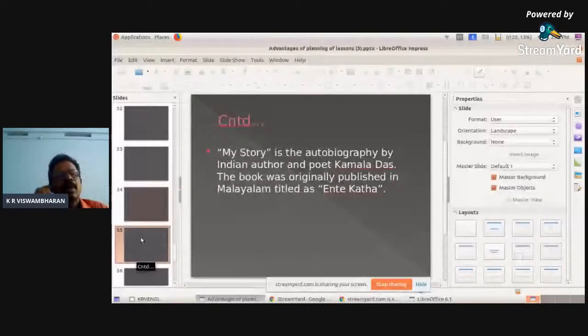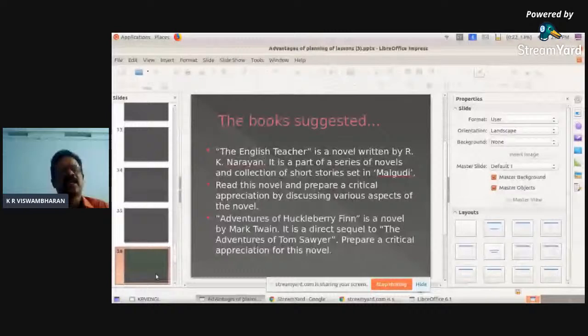My Story, by the famous poet Kamala Das, is the autobiography of an Indian author. The book was originally published in Malayalam, titled Ende Katha. This is an autobiography. It is included in your curriculum, and that is why I presented it as part of this suggested poem and autobiography. For critical review, you can select any of these.